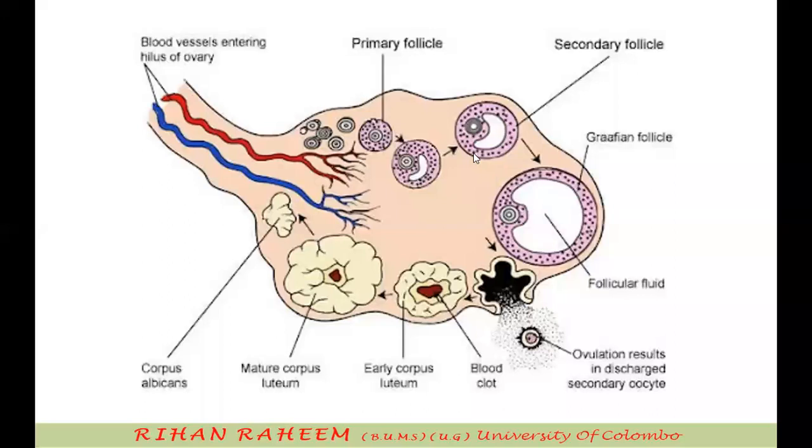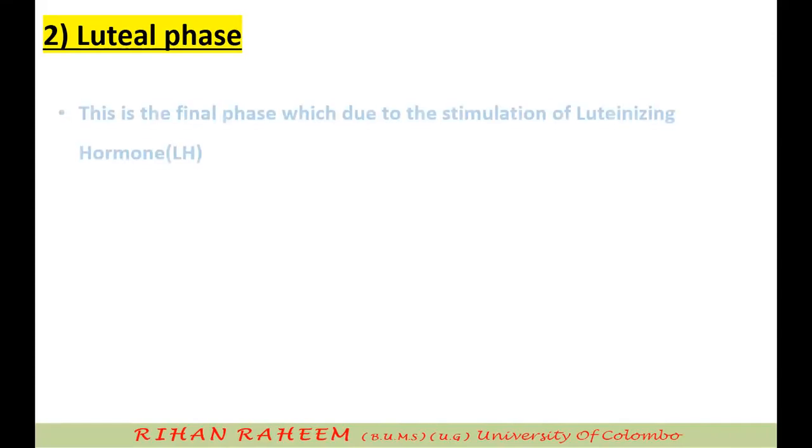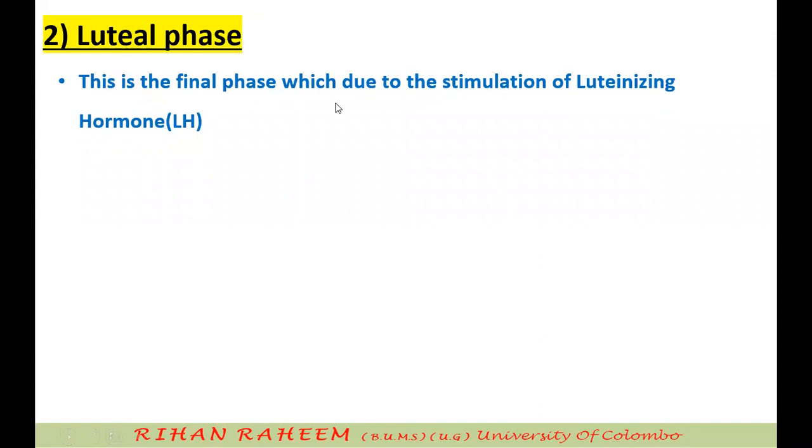Then the next one. Now the ova is released. Until the releasing of the ova, that is the first 14-day cycle. Then the next 14-day cycle is known as the luteal phase. In the luteal phase, we'll see what is happening. This is the final phase.